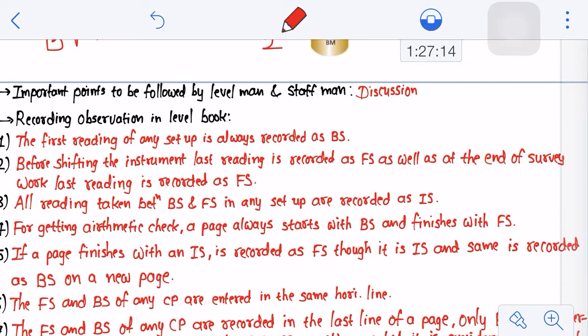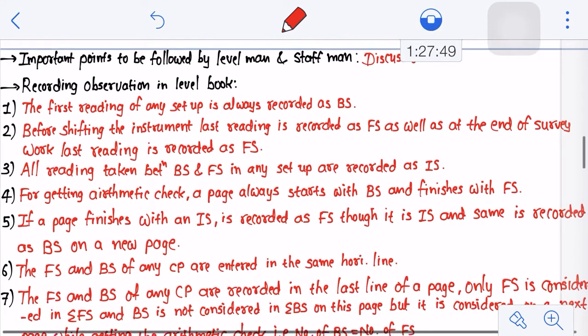The third is that the telescopic staff, if it is there, should be stretched and properly fixed on your spring catcher. Otherwise, there are chances that it may slip and it may result in error. And the bottom of the staff should be kept clean so that when you place it on the station point, you can ensure its verticality. And the most important, the instructions given by the levelman should be properly followed, right? So these are certain points which are required to be followed by the staffmen.